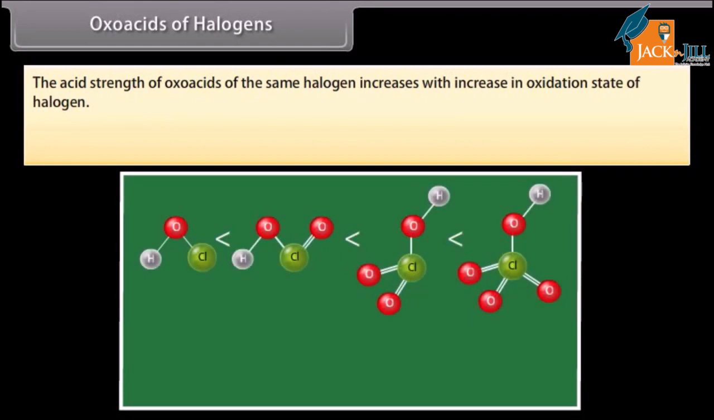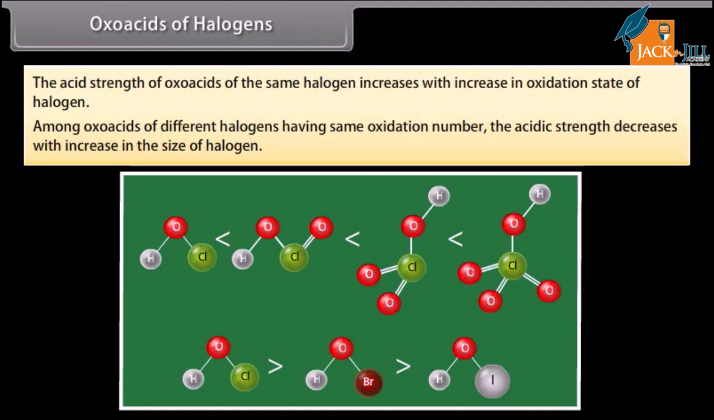The acid strength of oxoacids of the same halogen increases with increase in oxidation state of the halogen. For example, the acid strength of different oxoacids of chlorine is in the order shown. Among oxoacids of different halogens having the same oxidation number, the acidic strength decreases with increase in the size of the halogen. For example, the acidic character of the hypohalous acid series is in this order: the greater the size of the halogen atom, the lesser will be its electronegativity, and hence the lesser will be the acid strength of the acid.